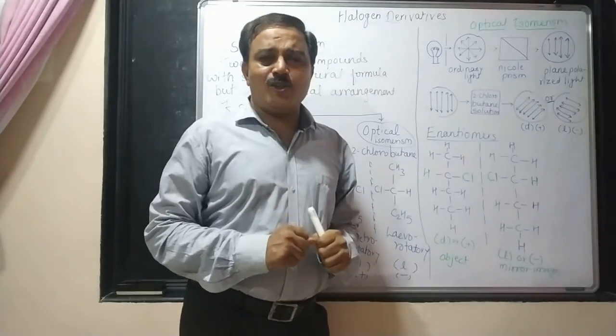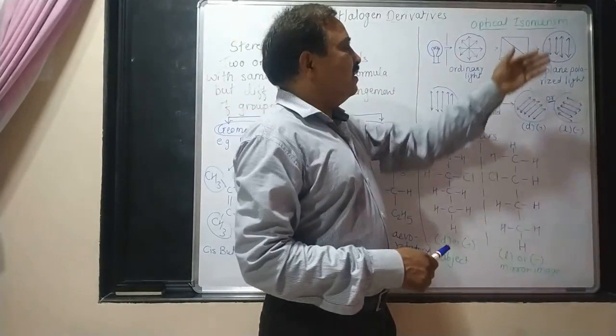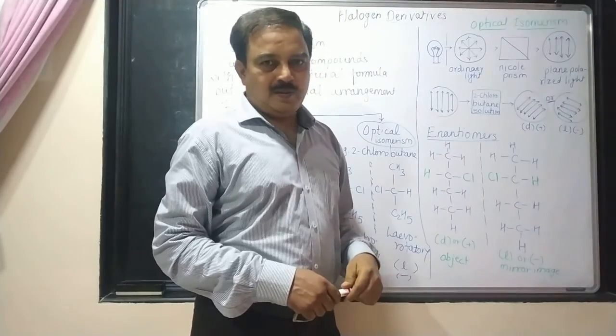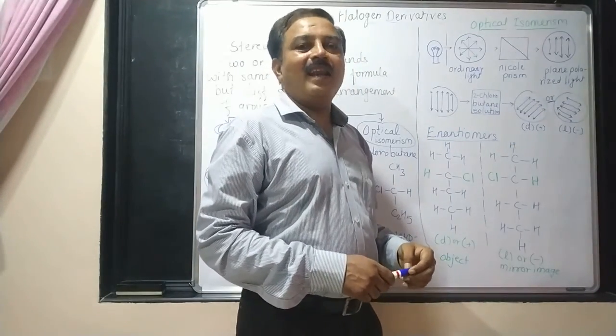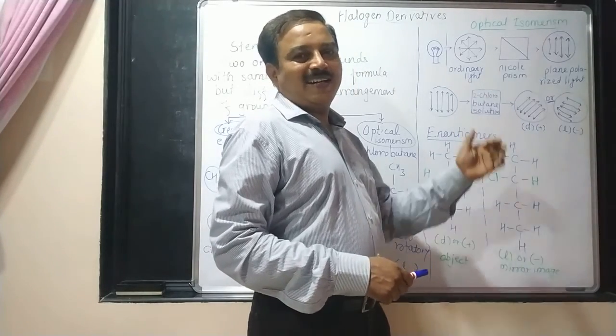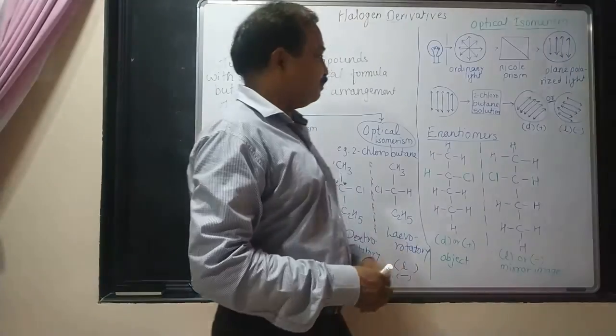What is the characteristic of plane polarized light? Plane polarized light has its rays oscillating in only one plane. So the definition of plane polarized light is: a light which vibrates or oscillates its rays in only one plane is called plane polarized light.